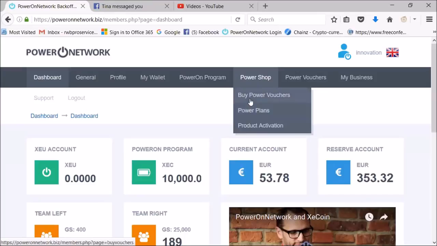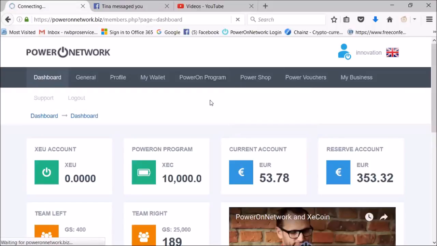Now, buy a power voucher. Well, what's the difference, Rodney? Well, let's say that you want to buy a power voucher and somebody wants to pay you with a check or PayPal or some form, and then you can get them this Power Plan voucher and get them set up in your downline. Well, this is how you do that. You go into Buy Power Vouchers, which I'm going to show you.